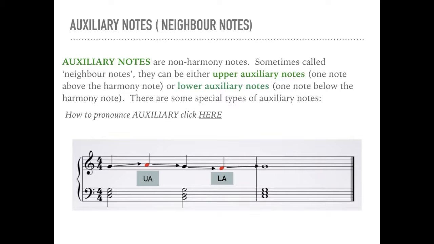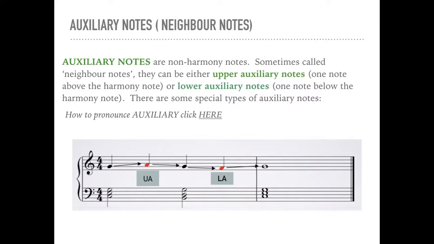Auxiliary notes are non-harmony notes, similar to passing notes, but they are a little bit different. Sometimes we call them neighbor notes, and they can be either upper auxiliary notes or lower auxiliary notes. But what is special about them is they're not passing. They're not taking us to another note. You put these notes in between when you have the same note repeated, for example here.